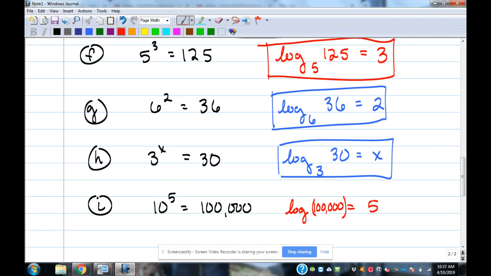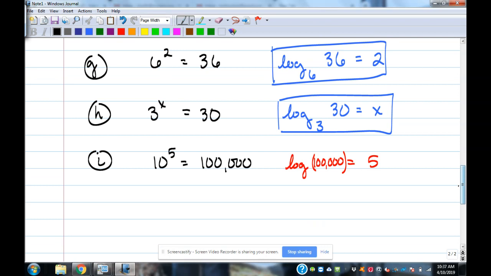Would I count it wrong on a quiz if you wrote the 10 there? No. But understand on a multiple choice type scenario, like on your EOC, they're not going to put that 10 down there as the base. You've got to understand that it's there. Okay. Easy stuff. This is cake right now.